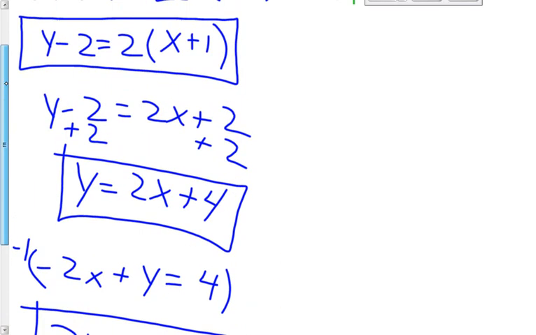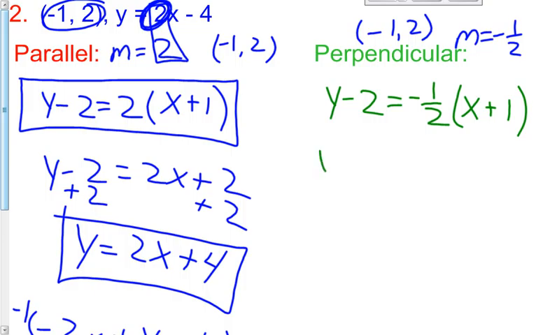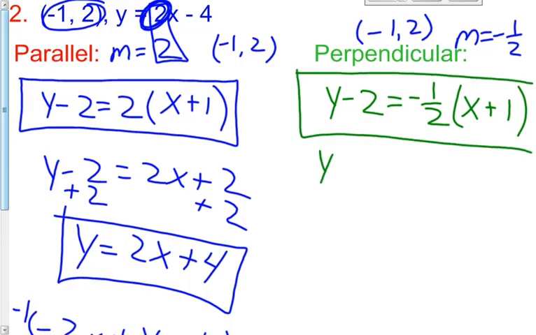So those 3 answers are for parallel lines. You need to do the exact same thing now for perpendicular. y minus the y coordinate, which is 2, equals my m, which is no longer a positive 2. It's now a negative 1/2. Negative 1/2 times the quantity x minus the x coordinate, x minus the minus 1, is x plus 1. All right. So now we have y. This is one answer, by the way. You're 4/6, which is 2/3 done.